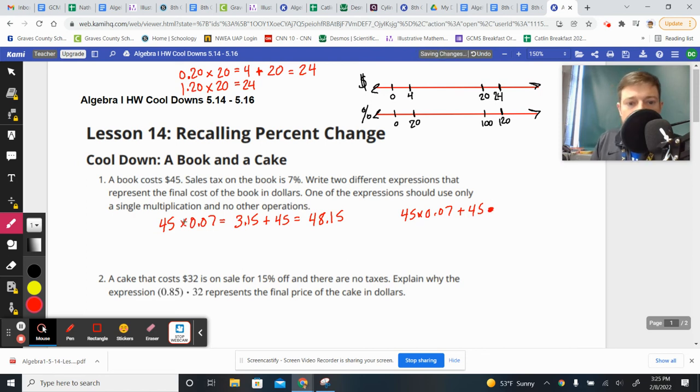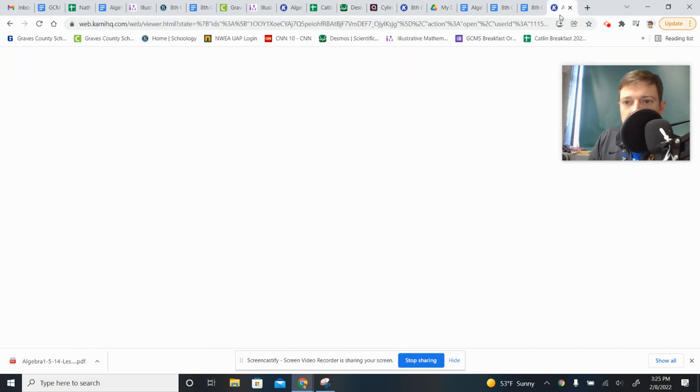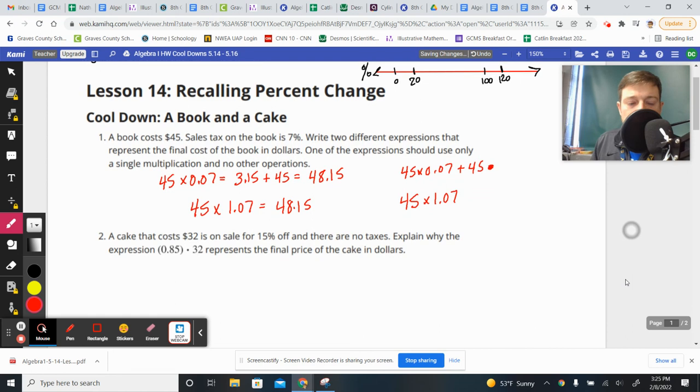But instead of making it two operations, we could have bypassed the addition and multiplied 45 by 7% over the 100, like we thought about earlier, and multiplied it by 1.07. As I show here on Desmos, 45 times 1.07 is 48.15. That gives you the same amount as the other way. So the two expressions are multiply and then add, or just multiply by the proper percentage over the 100. And we can apply that the same on number 2.